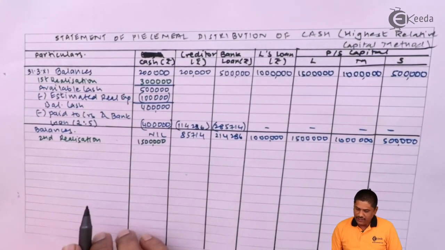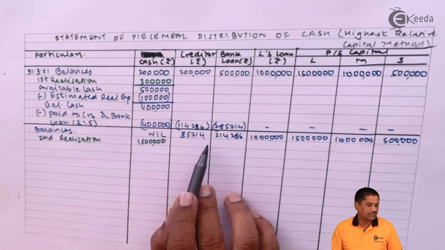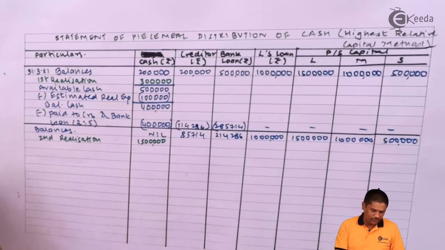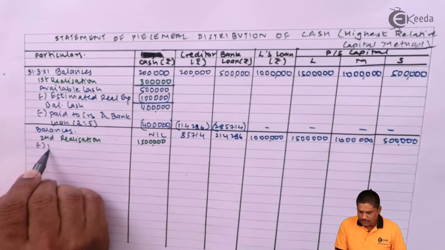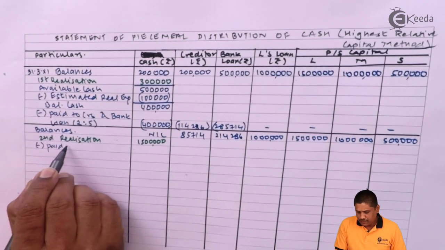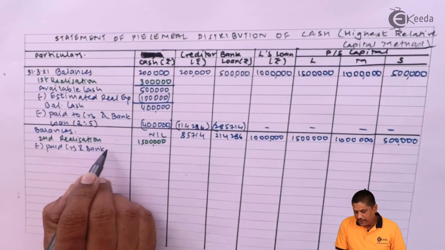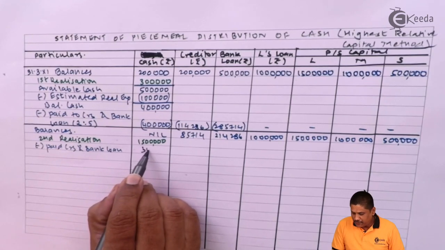Now, let me decide, can we pay both of these liabilities? Dono ka total, agar aap dekhoge, to it is just 3 lakhs. Can I pay 15 lakhs to both of them, that full amount? Yes, I can pay outside liabilities in full. So, paid creditors and bank loan in full. Total amount to be paid to them is 3 lakhs.